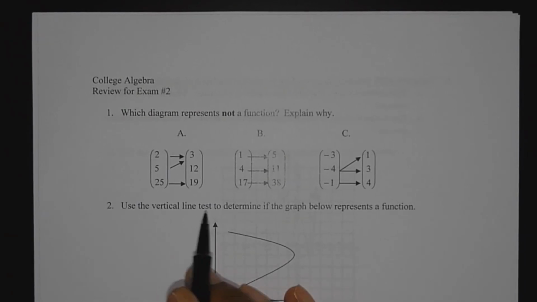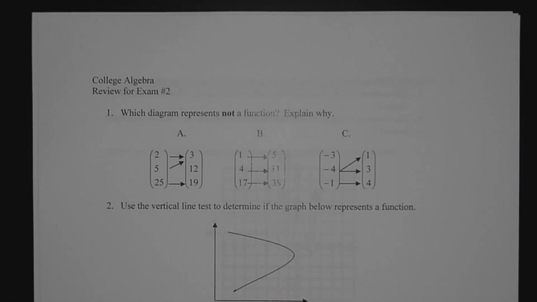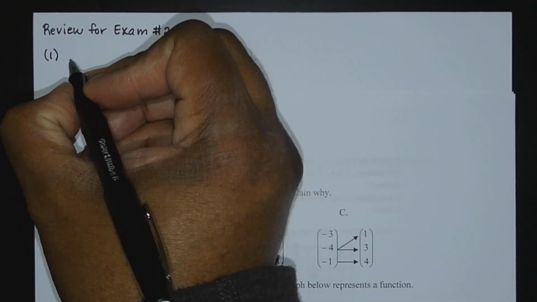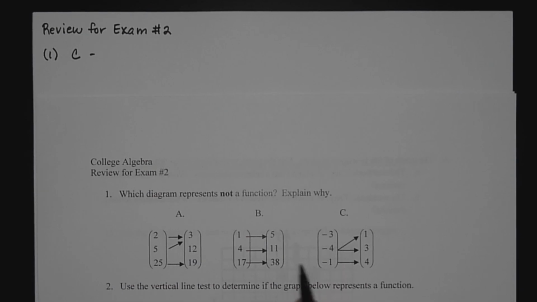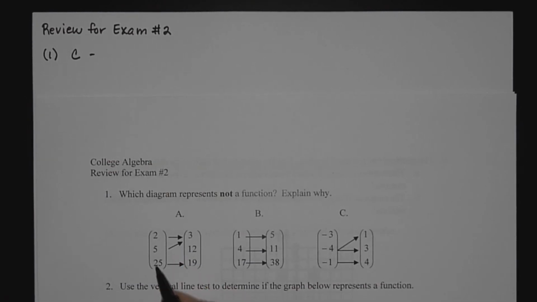So in this case, it would be mapping A, B, or C. It is C. And you do have to give the reason why it's not a function. If you recall, when we're dealing with a function back in section 2.1, you cannot have an x value paired with 2 different y values. The one on the left represents your x values, the one on the right is your y values, and that's for each one of these mappings.